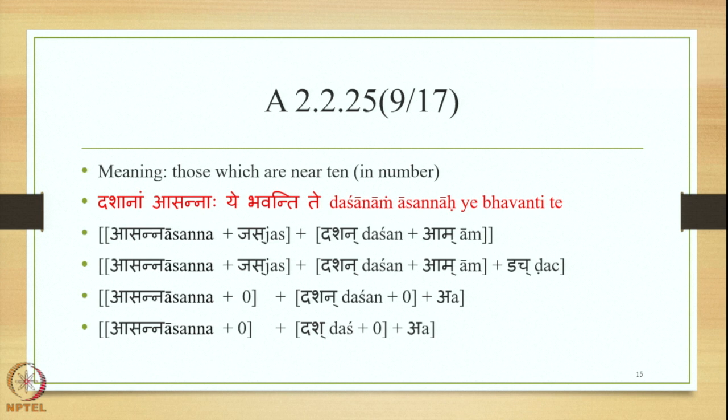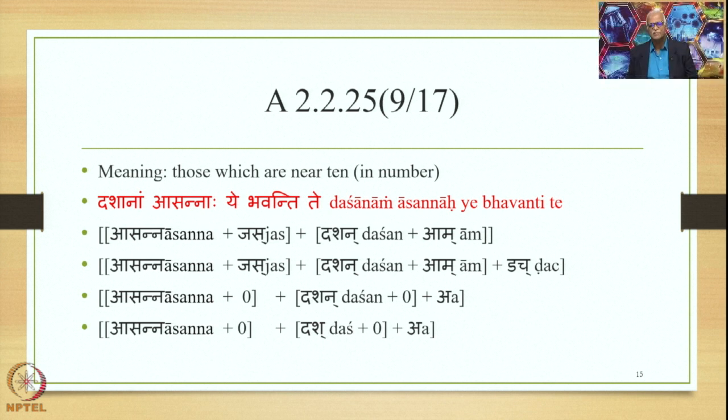Let us take another example. Those which are near 10 in number, that is the meaning to be conveyed. Dashanam asanna ye bhavanti te. This is the laukika vigraha. Now from this we get the alaukika vigraha, namely asanna plus jas plus dashan plus am. Now we have the alaukika vigraha. So samasa saudhya takes place, immediately after which we add the samasanta suffix dach, which is added by the sutra bahuvrihav sankhyaya dach abahuganat.